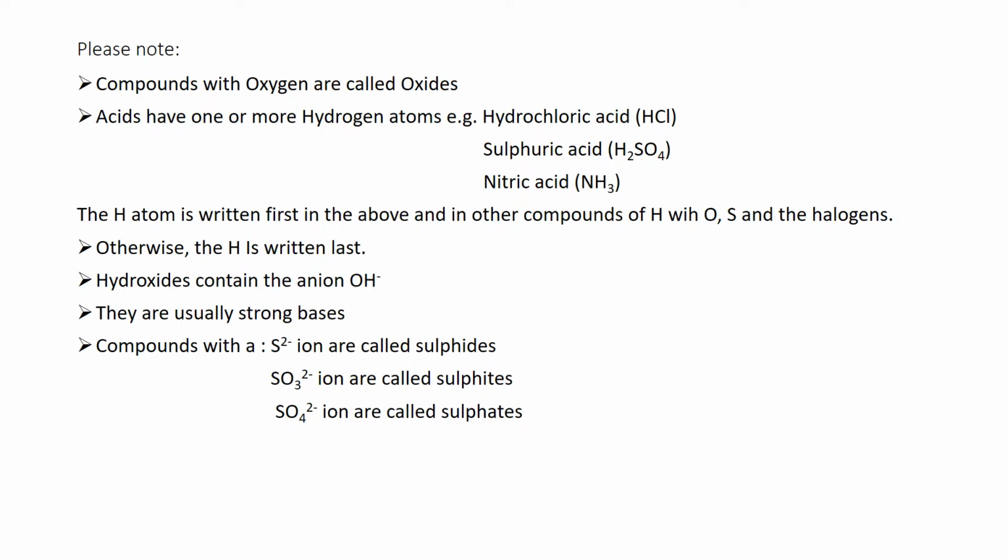Compounds with an S2- ion are called sulfides. Remember, S2- is an anion, so the name has to end in IDE. Compounds with an SO3 2- ion are called sulfites. You know why that is. It is because we have the SO4 2- ion, which is a sulfate. So the sulfite has to end in ITE because it has one less oxygen atom compared to the sulfate.